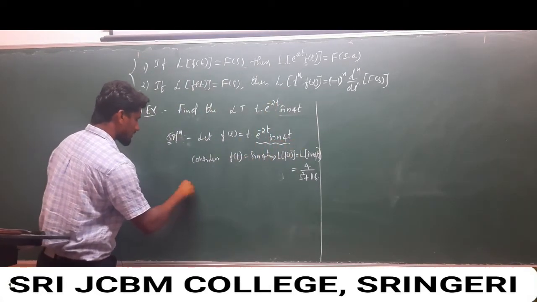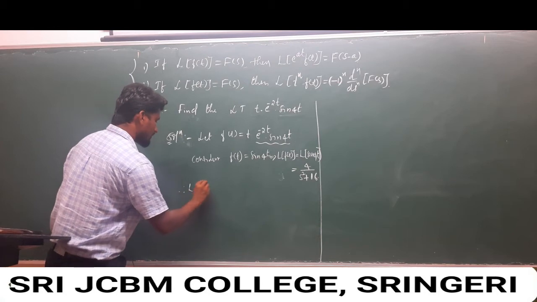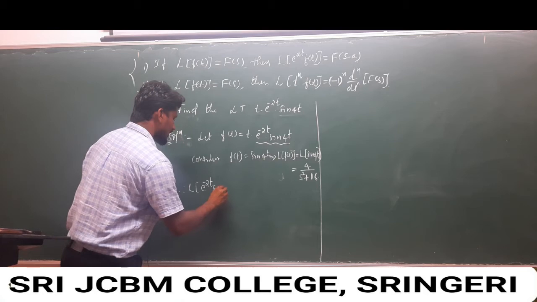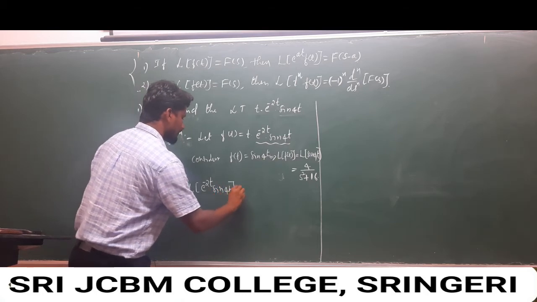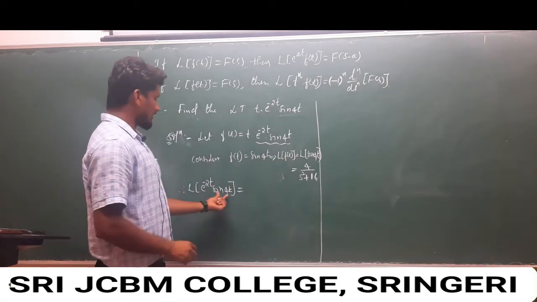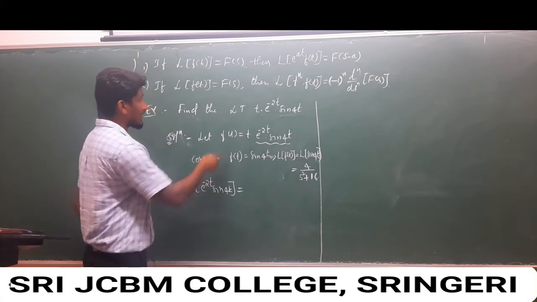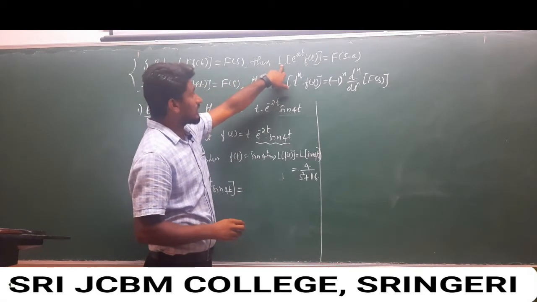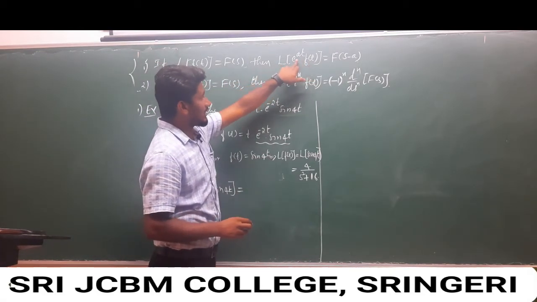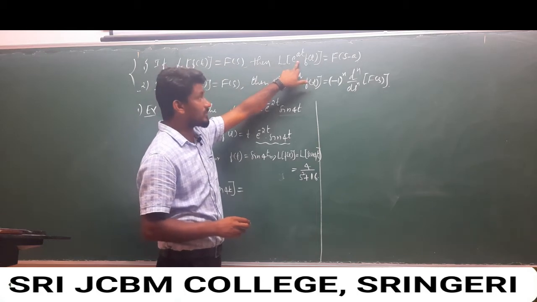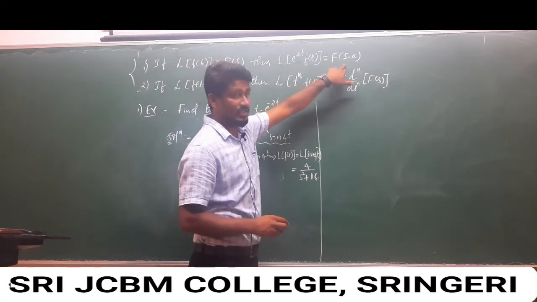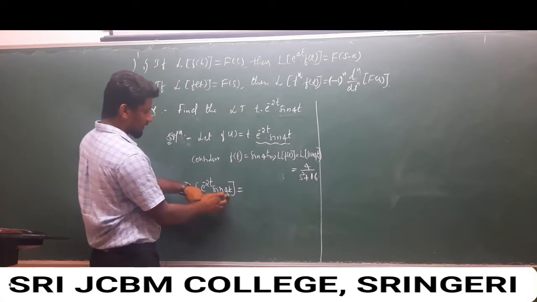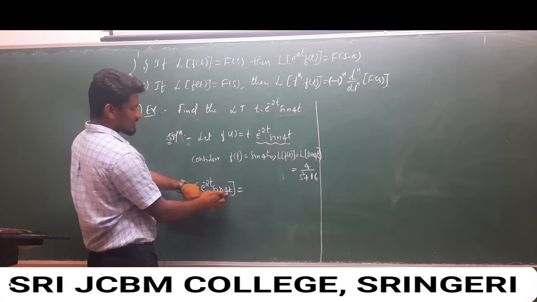So, the Laplace transform of e to the power minus 2t sin 4t. Now look at this one, it looks like the property of the first one, that is the first shifting property. When f of t is multiplied with the exponential form e to the power at, it means we just have to change s to s minus a or s plus a. That's it. First we have to find the Laplace transform of sin 4t.